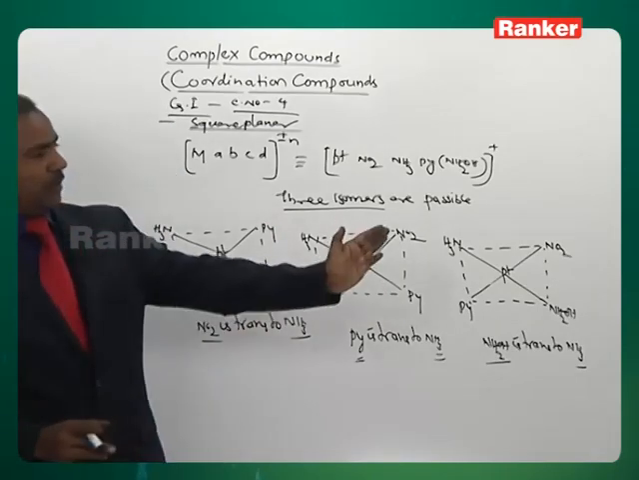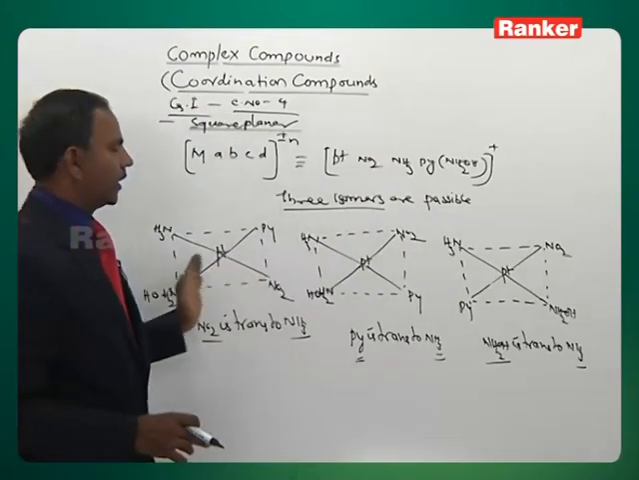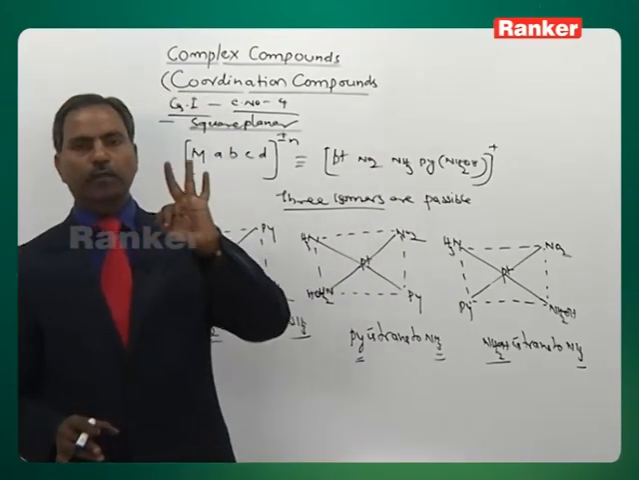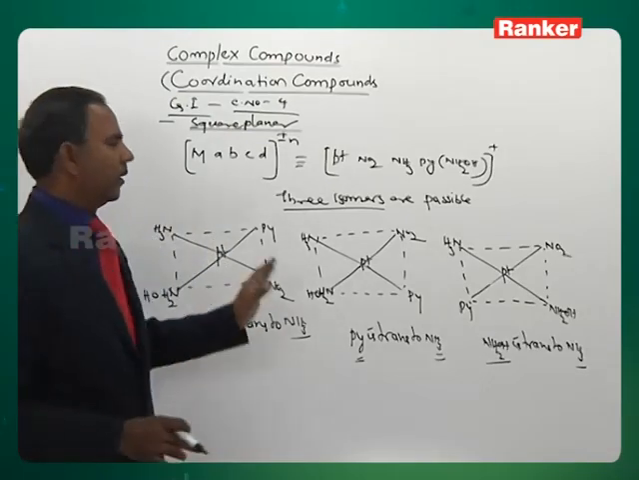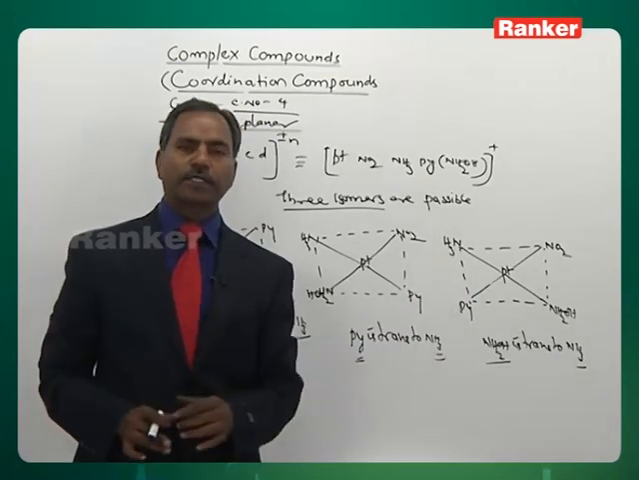Now write one more complex and see. That particular one will definitely be identical to one of the three. Only three isomers are possible. This is a very important model. Many times this appears in different entrance exams.